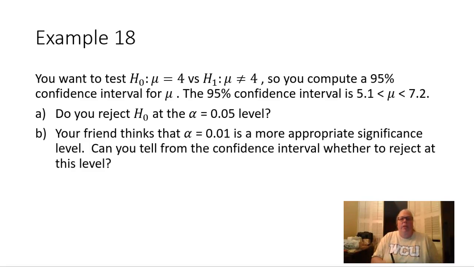Well, let's see. What we're really looking for is, does 4 fall within our interval here? 4 is actually less than 5.1, so it's going to be to the left of our interval, and it's not going to be included inside our confidence interval here. So because it's not in the confidence interval, then we are going to reject the null hypothesis.